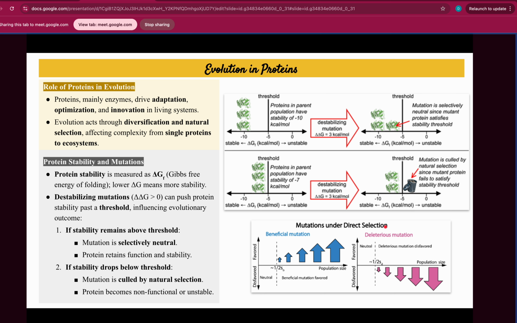So for mutations under direct selection, if it is a beneficial mutation, then it will increase and it must be favored. And if it is a deleterious mutation which is influencing the function of a protein, then that will be disfavored. So it will be lost with time.